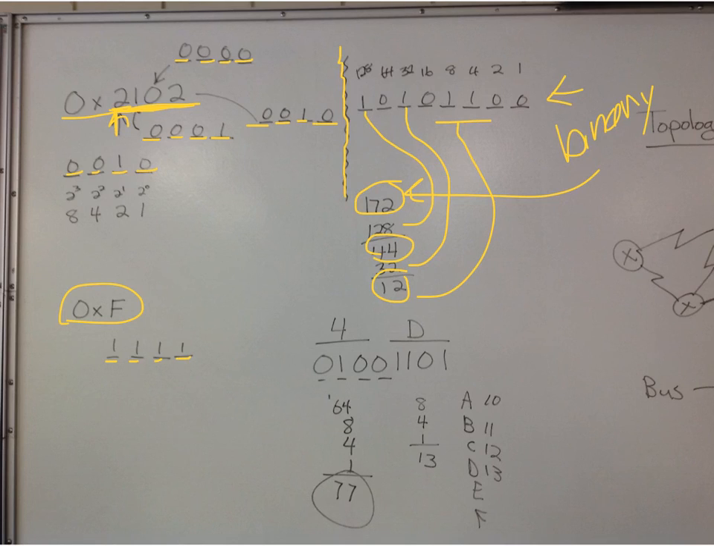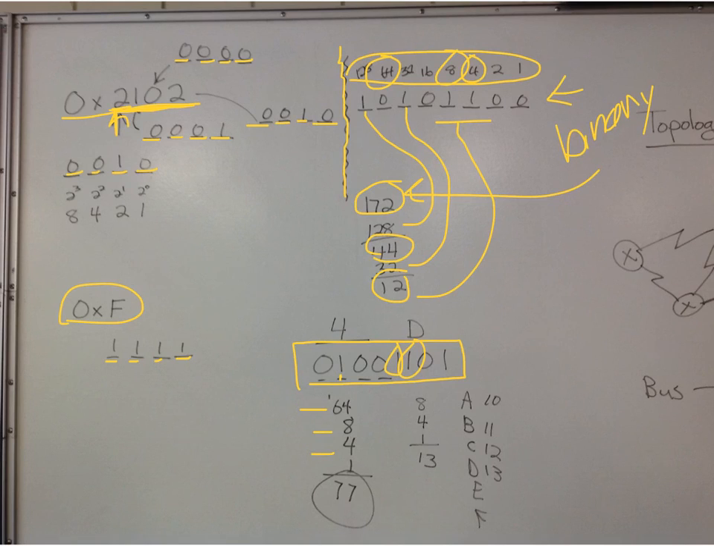Then we took a binary number, converted it to decimal. So again, thinking about these numbers up here, okay, we have one group of 64, one group of 8, one group of 4, here, 64, 8, 4, and one group of 1, 77.